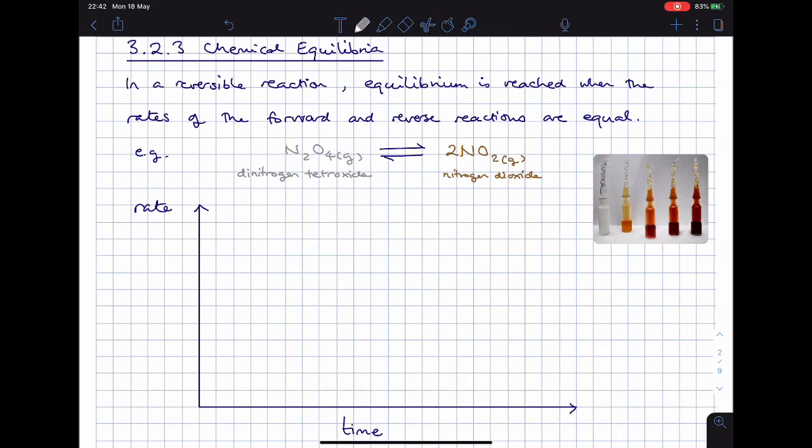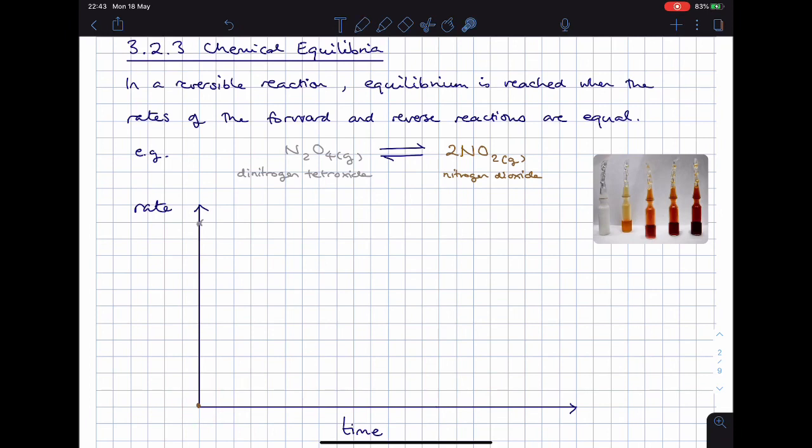The rate of the forward reaction can be very high at the beginning because we've got very high concentration of the reactants. So we're going to have it around here. And the rate of the nitrogen dioxide reacting back to form the dinitrogen tetroxide is going to be 0 because there's no nitrogen dioxide at the beginning, so the rate of the reverse reaction can be 0. So for the reverse, it's going to be 0, which is here.